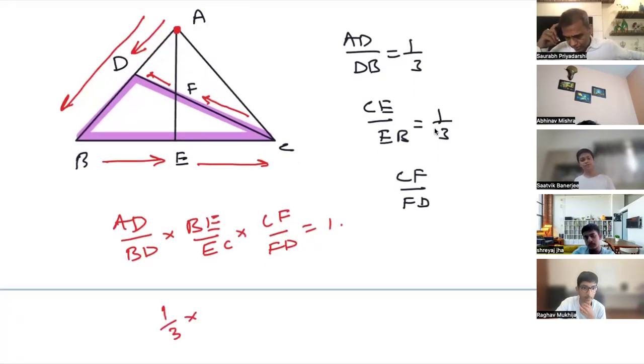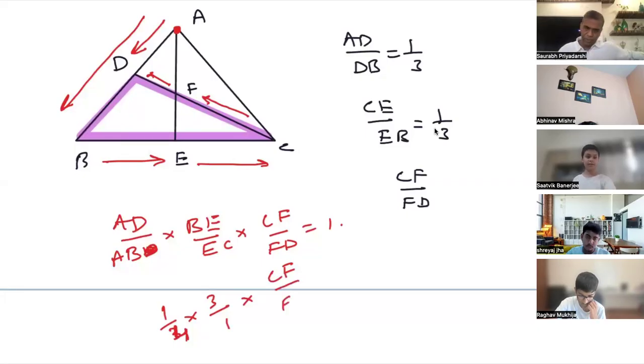It will be AD upon AB, right? Yes sir, AD upon AB. AB is what? 4. So it becomes 1/4. And BE, what is BE? It is 3 to CE 1, into CF upon FD. I guess something like this. 4 by 3, I guess. Yes sir, 4 by 3.